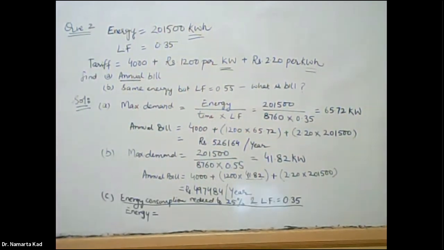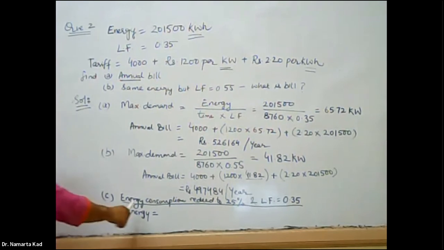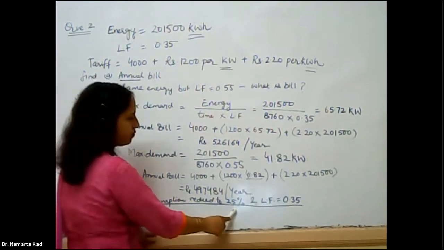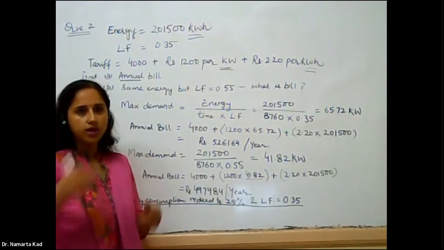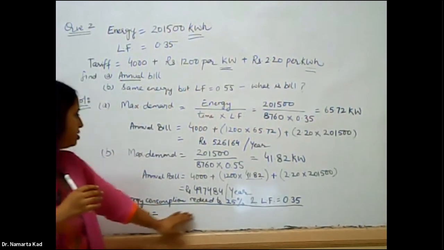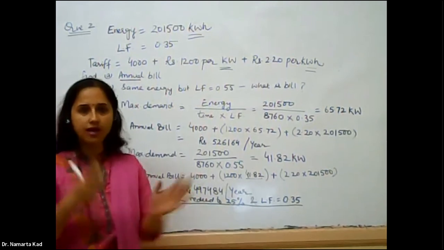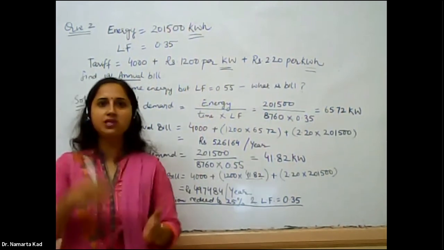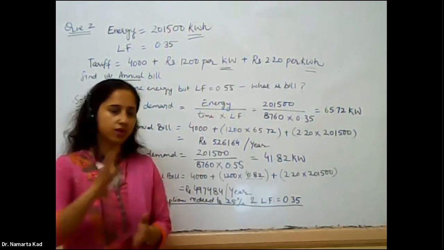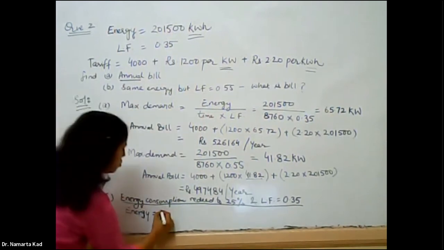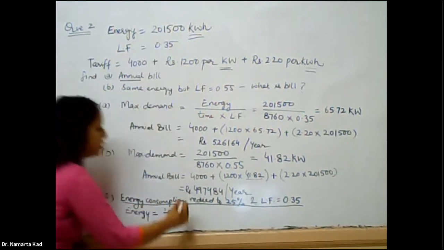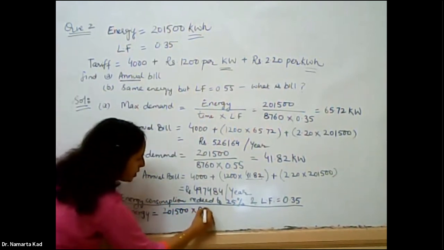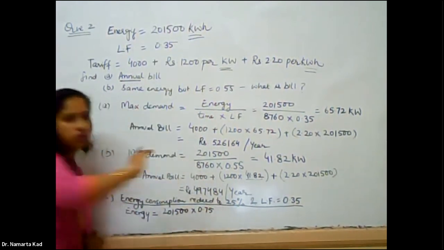Okay, let's do part C, when energy consumption is reduced by 25% and the load factor remains the same at 0.35. As in the question, energy is reduced by 25%, that means 75% of the energy is available with us. So the new energy now comes out to be 201,500, that is given in the question, multiplied by 0.75. Okay, this will be your new energy.